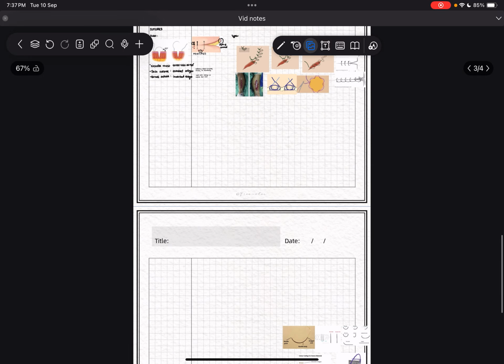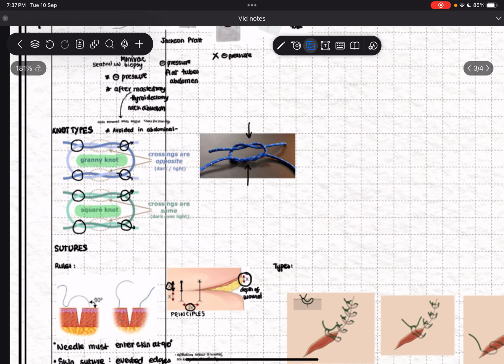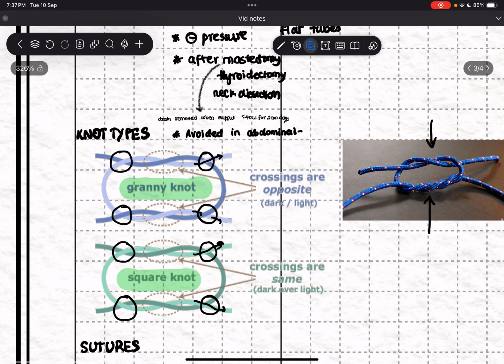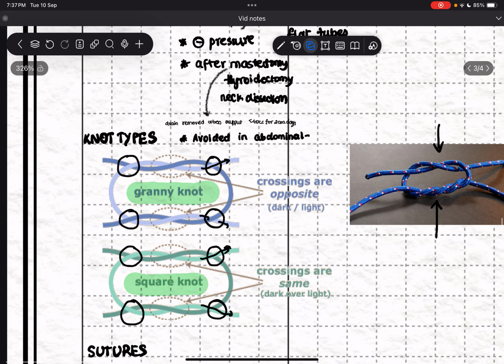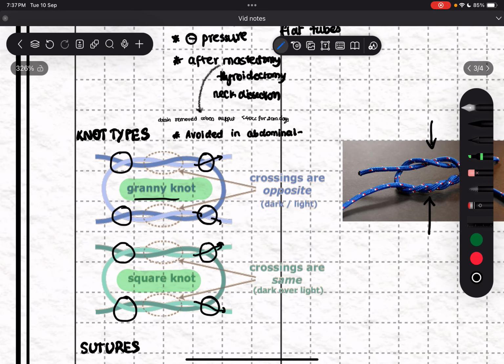Until then, let us see why we call this a granny knot, because it is really loose and it is not suitable for surgery because it will unknot itself easily. It is a quite weaker one.